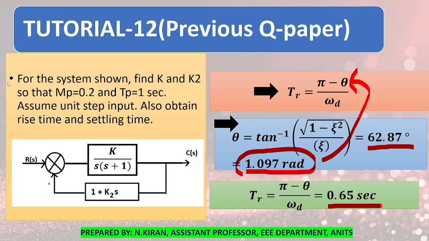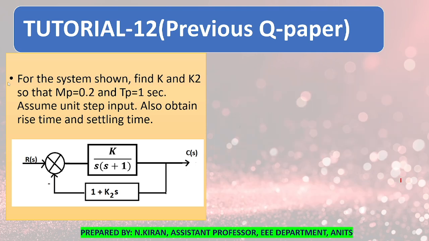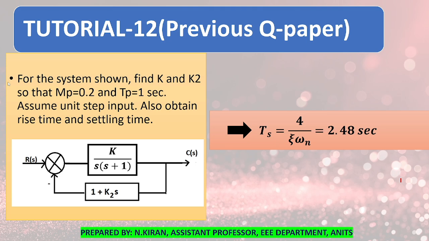So when I substitute this here, that will give me the value of rise time as 0.65 seconds. So settling time, the formula we know that it is 4 by zeta omega n. Zeta value we know, the value of omega n also we know. Upon substitution, that will give me the value of settling time as 2.48 seconds.